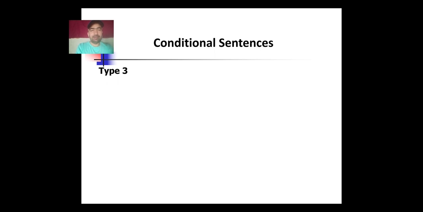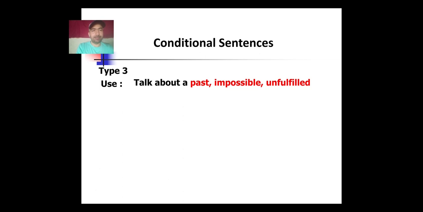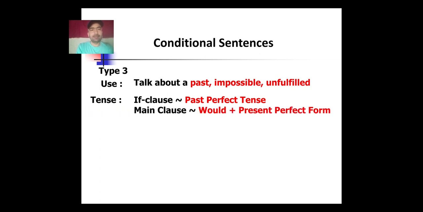Here we are with type 3. Now type 3 talks about the past, something impossible in the past or unfulfilled desires. The if clause takes past perfect tense and the main clause takes would plus present perfect form.